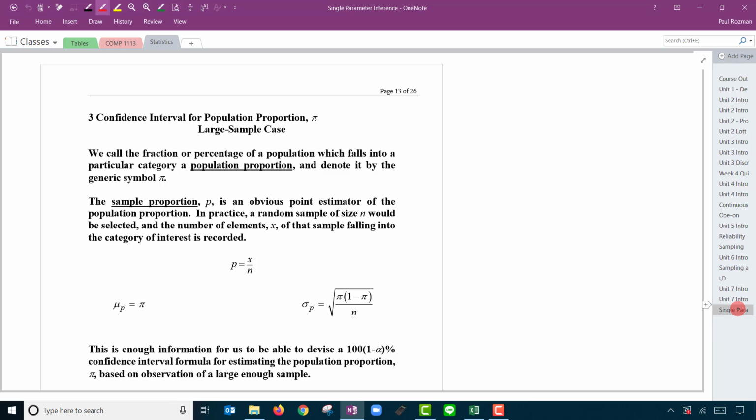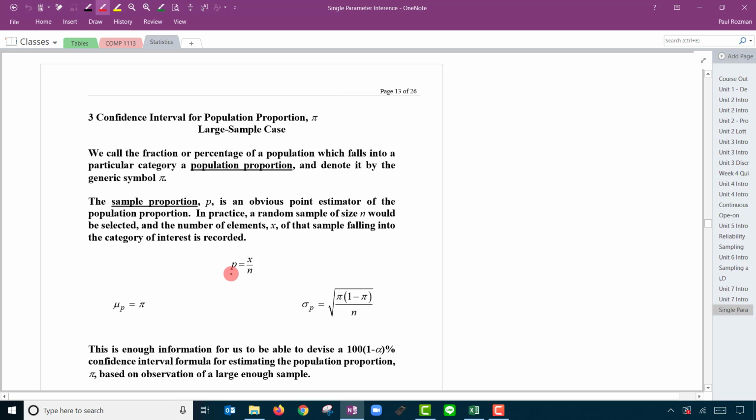Confidence intervals for the proportion pi. We're only going to cover the large sample case. So with proportions, we'll only have to deal with one distribution. When we were talking about the sample mean, estimating the population mean, sometimes we use the t-distribution and other times we use a z-distribution. But for proportions, we will always use a z-distribution. So that will simplify things a bit.